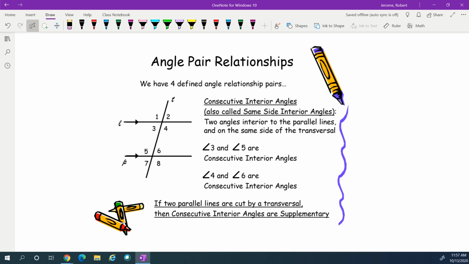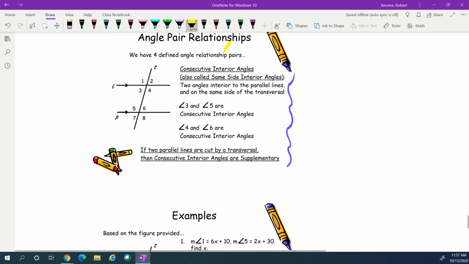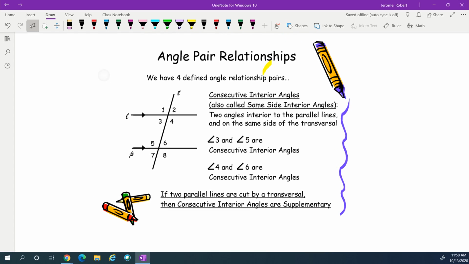And the last one, because I told you there were 4, are consecutive interior. Angle 3 and angle 5. Well, before we had alternate interior. These are on the same side. Interior. These actually have two names. Sometimes they're called same side interior. More often they're called consecutive interior, one after the other, but on the inside of the parallel lines.